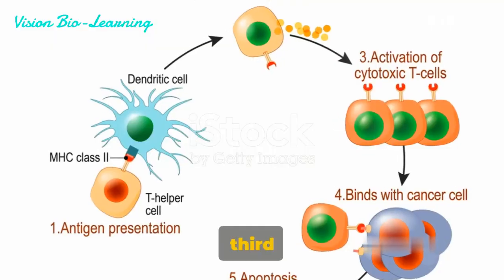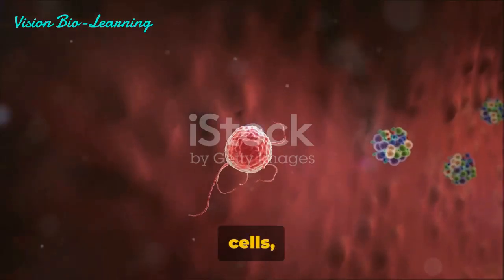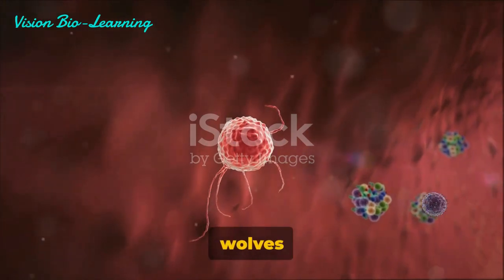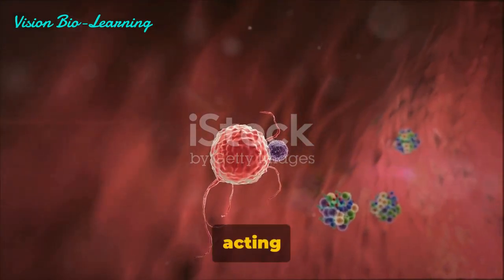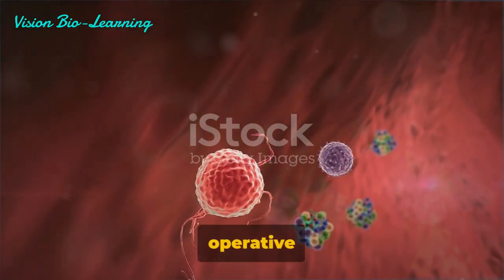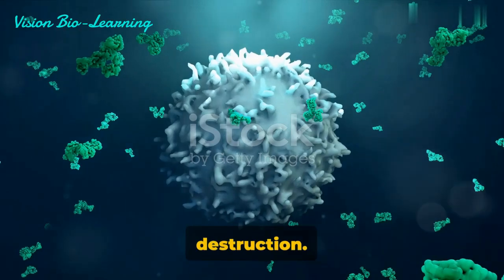Finally, in the third group, the damage is caused directly by cytotoxic T cells, or CTLs for short. These are the lone wolves of the immune system, acting independently to cause tissue damage. Imagine a covert operative on our battlefield, quietly and efficiently causing destruction.